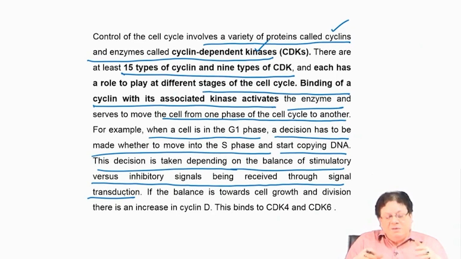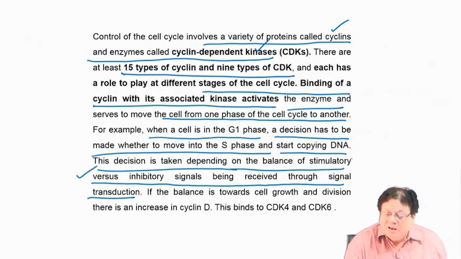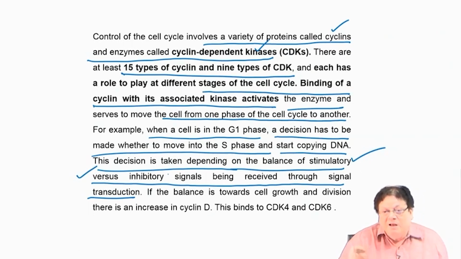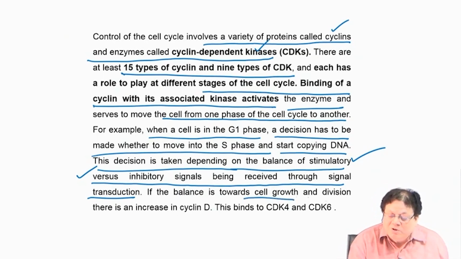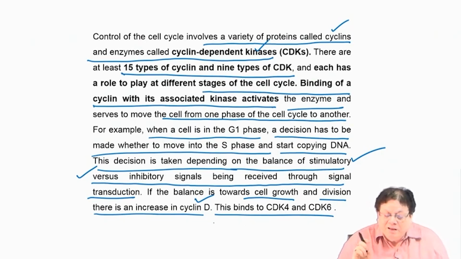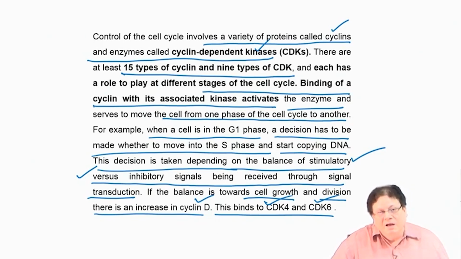So, that is what it is saying, depending on the balance of stimulatory signals, which say that you have to grow, or the inhibitory signals which say do not grow. So, it is a balance between the two, and if the balance is towards cell growth, then cell division will take place and a particular type, cyclin D, will be increased. This binds to the kinases CDK4 and CDK6.